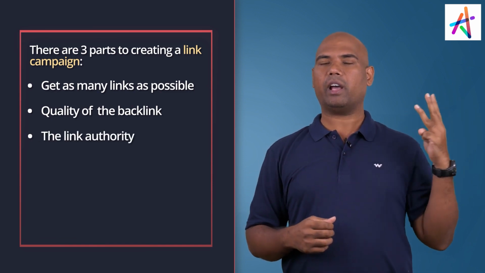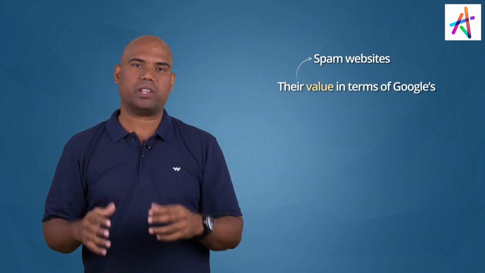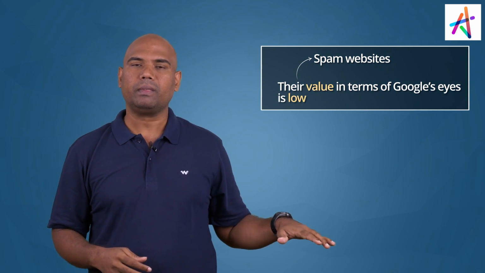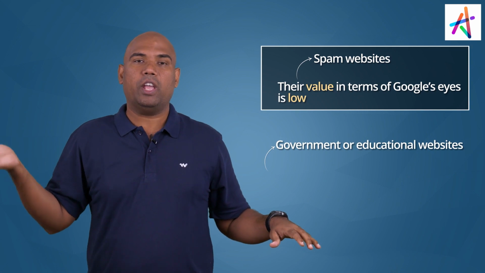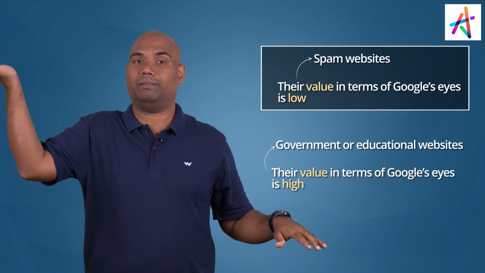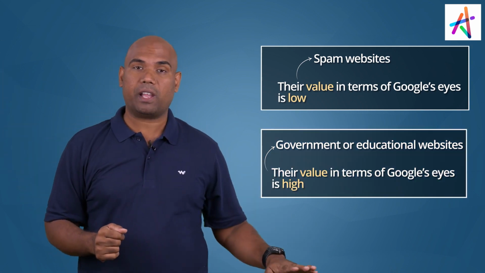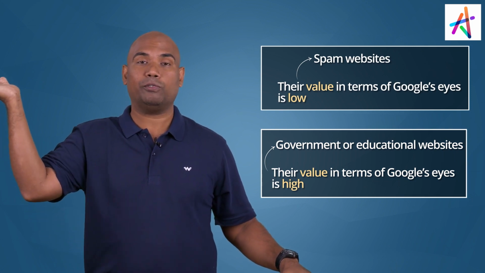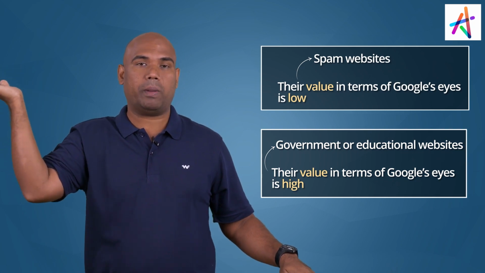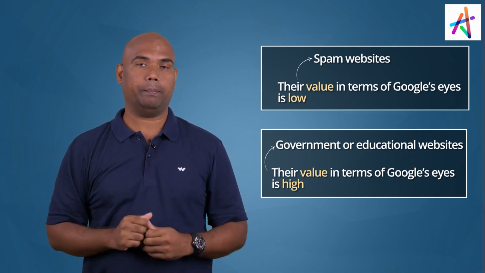Number 3, the link authority. Now, not all websites are created equal. Some websites can be spammy, and their value in Google's eyes is pretty low compared to a government website or an educational website. You see, that's pretty high. So spammy websites, Google rates very low. Good, powerful, useful, valuable websites such as government and educational websites are rated pretty high.